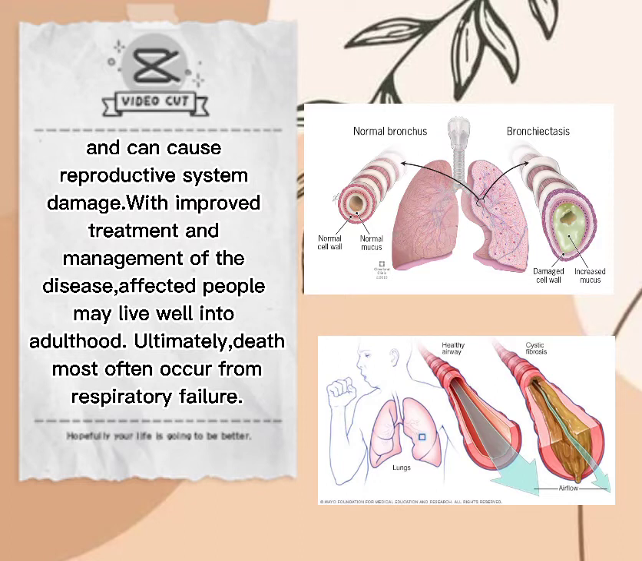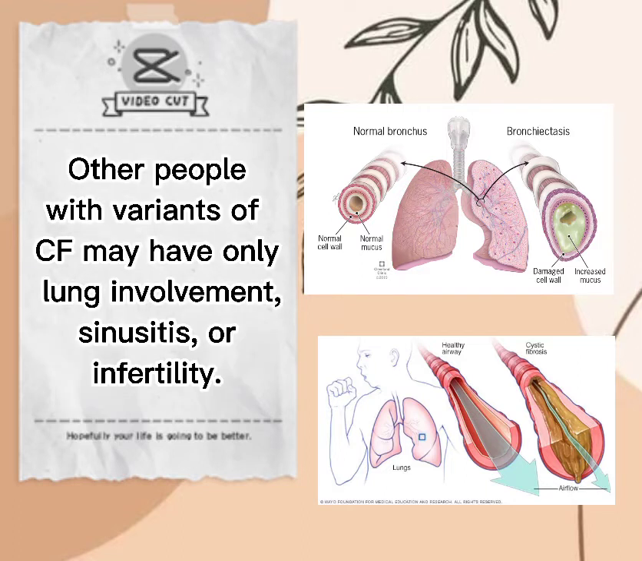With improved treatment and management of the disease, affected people may live well into adulthood. Ultimately, death most often occurs from respiratory failure. Other people with variants of CF may have only lung involvement, sinusitis, or infertility.